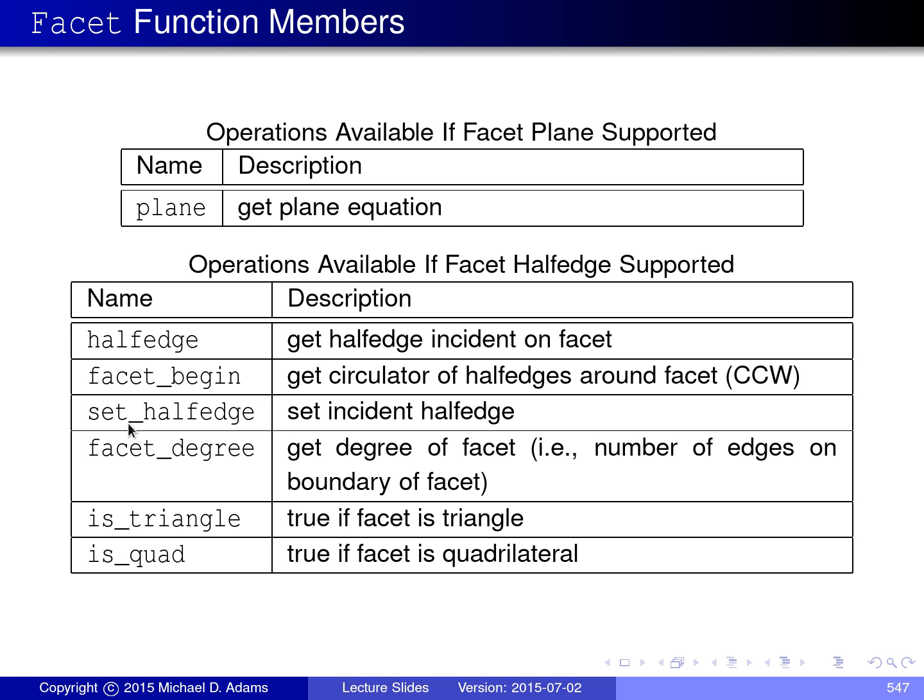The function set half-edge, which can be used to set the handle for a half-edge that's incident on the facet. Facet degree, which gets the degree of the facet, in other words, the number of sides on the face or facet. Is triangle, which returns true or false, indicating whether or not the facet is a triangle. It returns true if the facet has three sides, in other words, it's a triangle, and false otherwise. And is quad tests whether the facet is a quadrilateral. In the case that the facet is a quadrilateral, it returns true, otherwise it returns false.